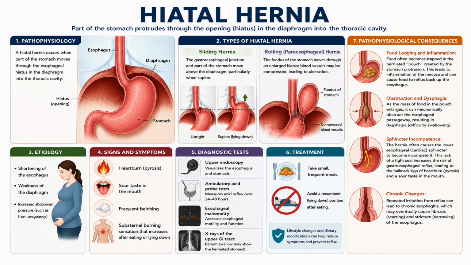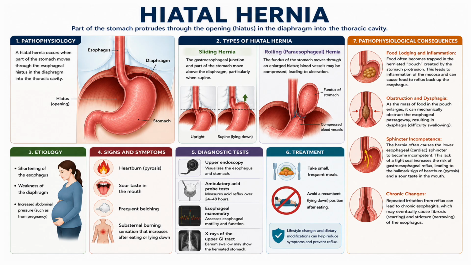Because hiatal hernias often make the lower esophageal sphincter incompetent, the most common symptom is heartburn, known as pyrosis. Patients frequently report a sour taste in the mouth or frequent belching. A key diagnostic clue is that the substernal burning sensation typically increases after eating, bending over, or lying down, as these actions facilitate the reflux of gastric contents.